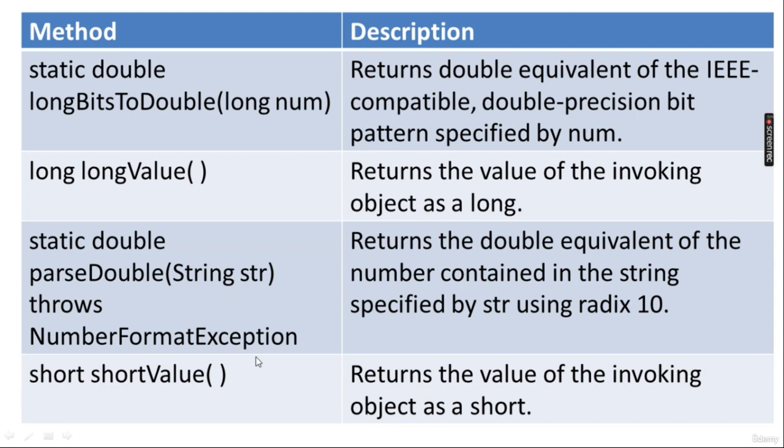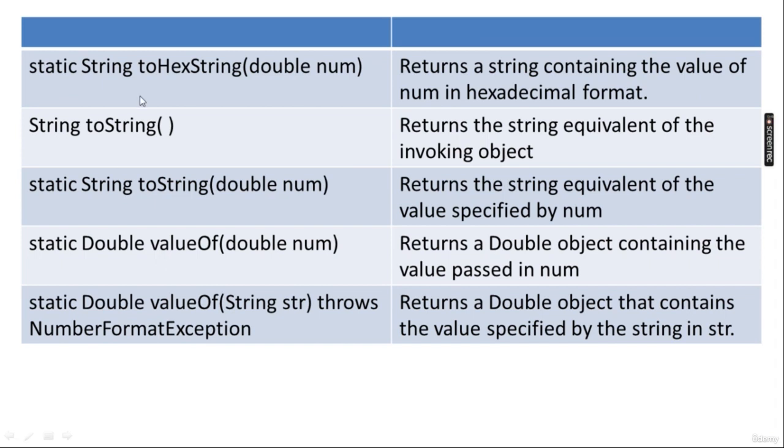Returns the double equivalent of the number contained in the string specified, using radix 10. Short value gives the short representation. Then toHexString(double number) returns the string containing the value of number in hexadecimal format. Then toString returns the string equivalent of the object. Then static String toString(double number) returns the string equivalent of the value specified by the number. Static Double valueOf(double number) is the Double object containing the value passed in the number.